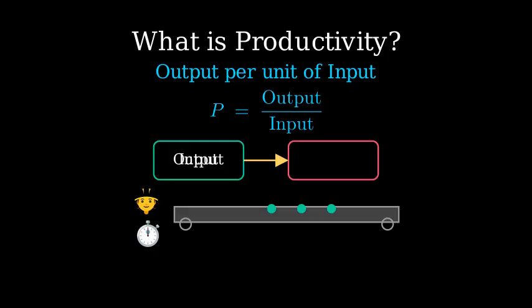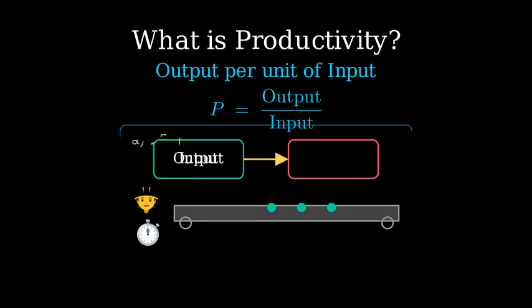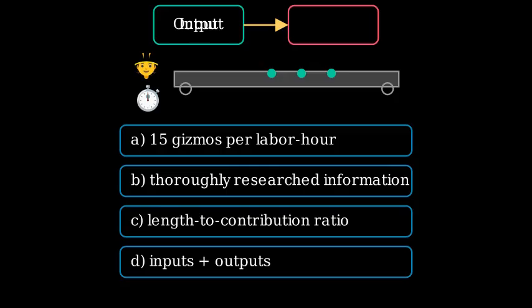Now, check all that apply. Which of the following are valid ways to state productivity? We'll evaluate each one using our definition, output per unit input. Choice A, 15 gizmos per labor hour. That is output divided by input. This matches the definition, so it is correct.